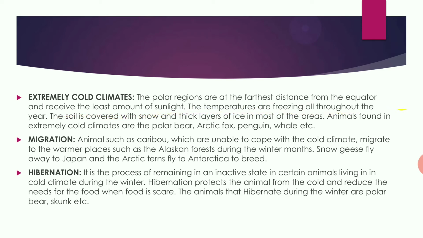The temperatures are freezing throughout the year. The soil is covered with snow and a thick layer of ice in most of the areas. Animals found in extremely cold climates are polar bear, Arctic fox, penguin, whale, etc. So, polar regions are away from the equator. Near the poles, the temperature is cold. Why? Because they receive less heat from the sun.